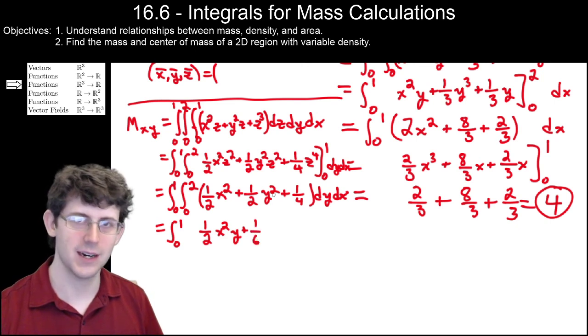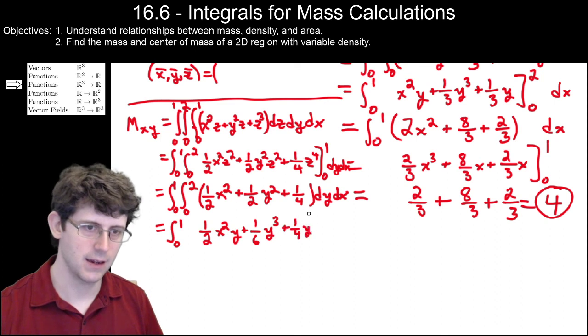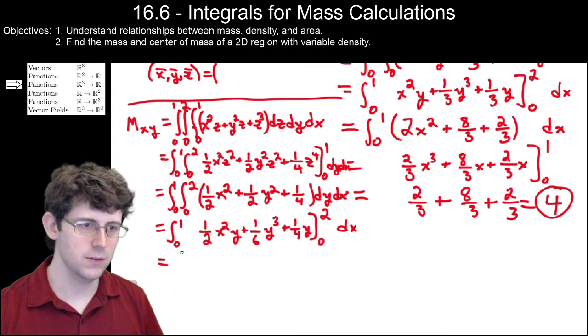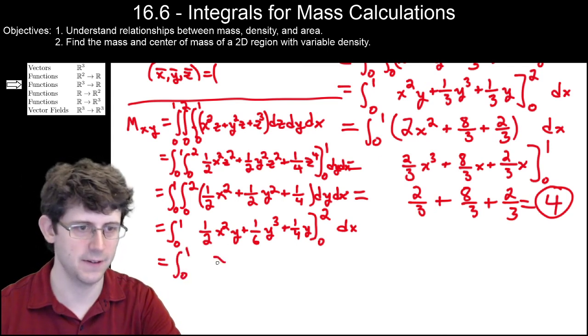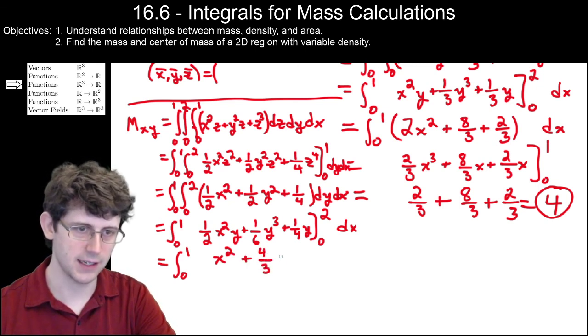Anyway, let's do the y integral. The integral of y squared is a third y cubed. Y goes from 0 to 2. Plug in the 2. Oops, 2 times a half cancels. 8 sixths is 4 thirds, and 2 fourths is a half.